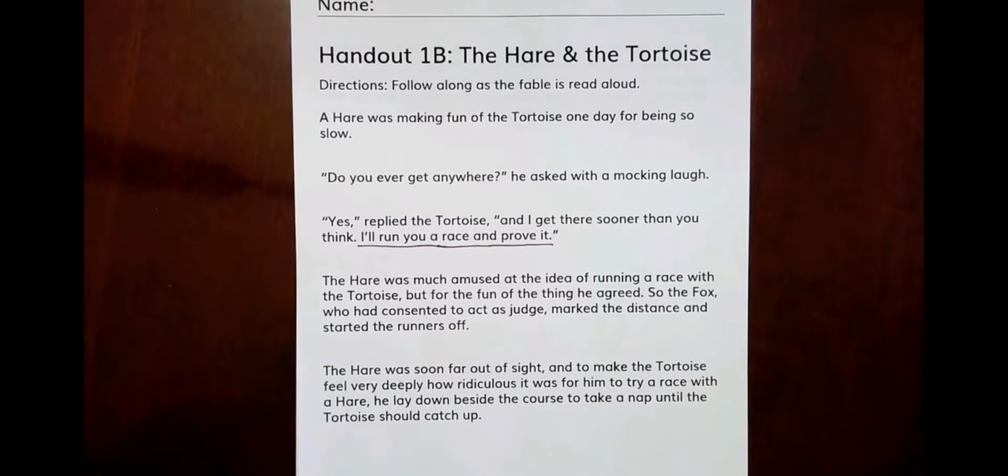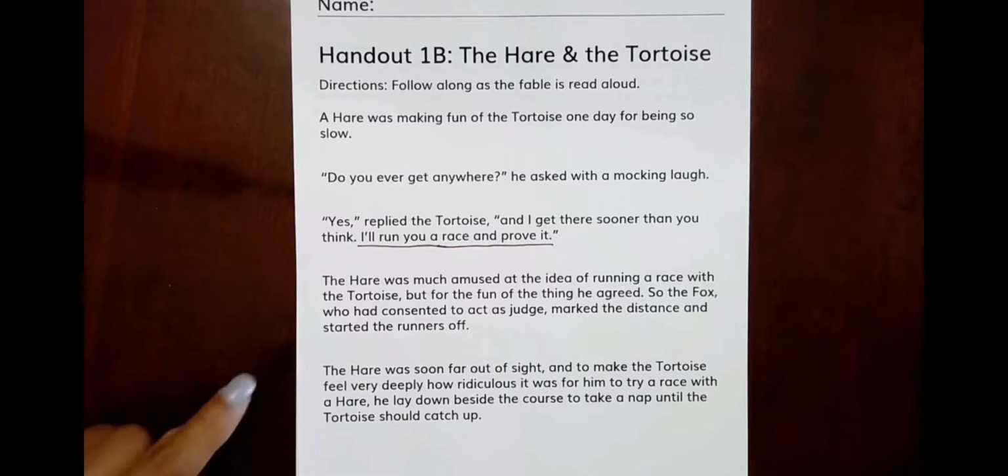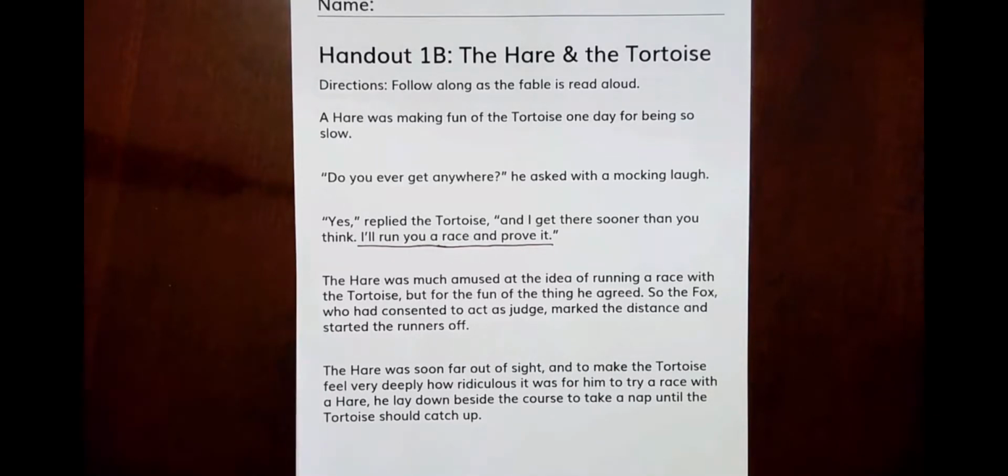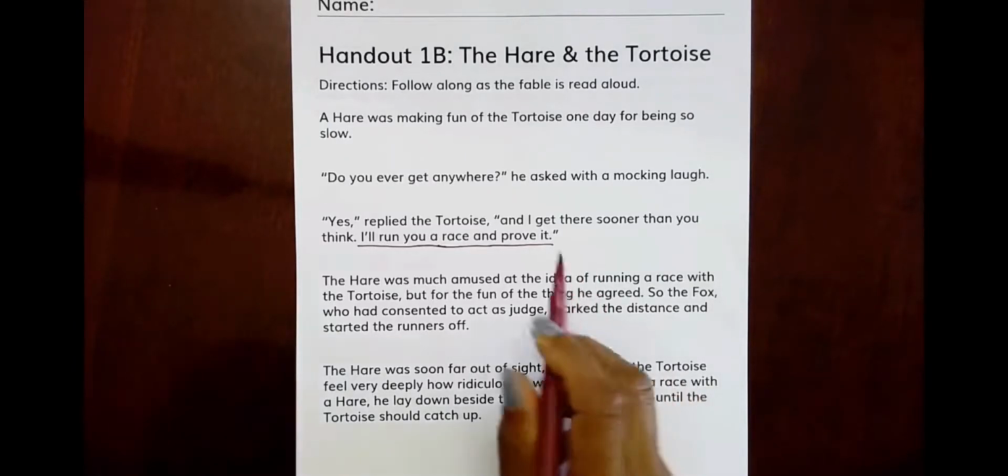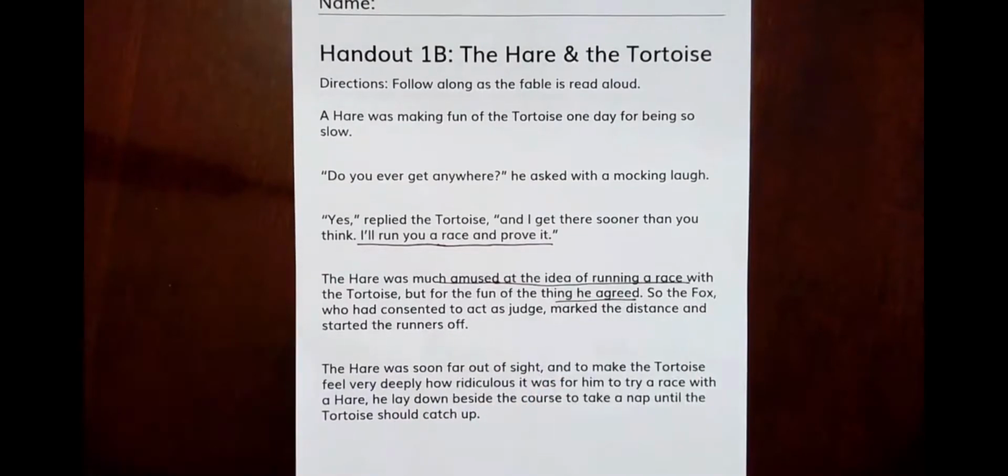So listen carefully. The hare was much amused at the idea of running a race with the tortoise, but for the fun of the thing, he agreed. So the fox, who had consented to act as judge, marked the distance and started the runners off. So here, let's think about the hare's actions. We see one of the hare's actions: he agreed to the race.